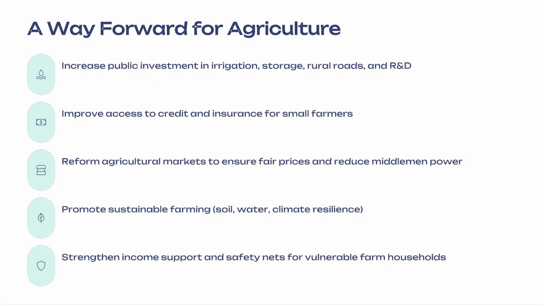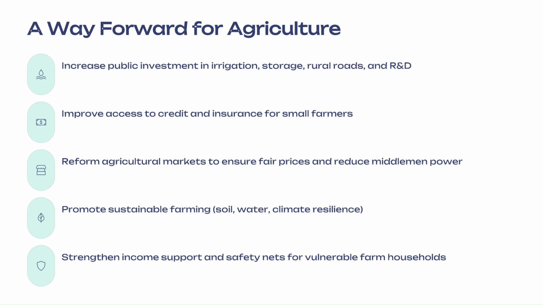What is the way forward? The neglect must be reversed through targeted actions. First, the government must increase public investment in irrigation and research. Second, we must improve credit availability so small farmers are not reliant on exploitative moneylenders. Third, agricultural marketing needs reforms to ensure farmers get fair prices.